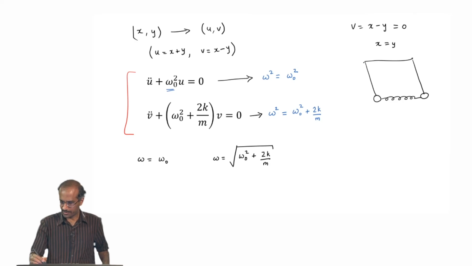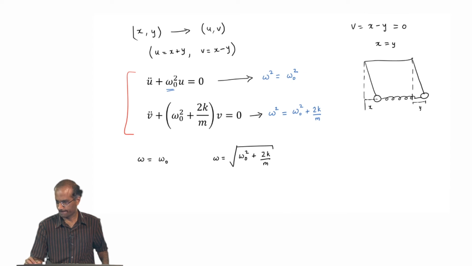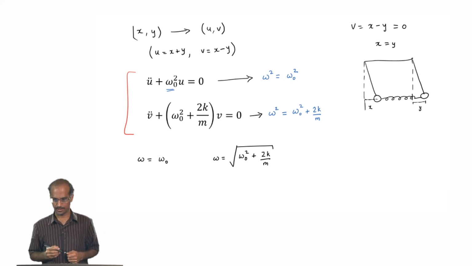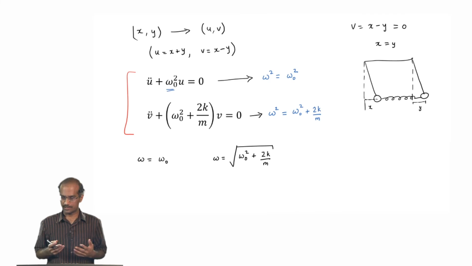So, this is the case where x and y are equal. So, x and y, just to indicate what they are. So, this is x and this is y, both the displacements are equal. So, that is the physical meaning of the first equation.